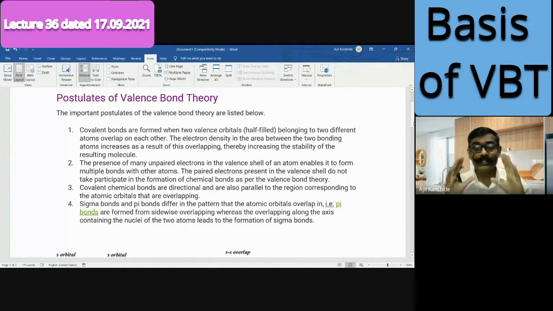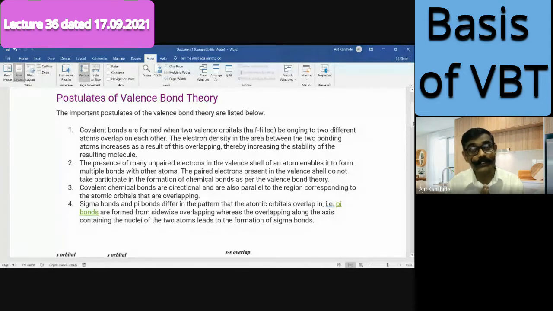When many unpaired electrons are there in the valence shell of an atom, that atom is able to form many bonds. Multiple bonds will be there if many unpaired electrons are available. For example, in hydrogen, one hydrogen has one unpaired electron in 1s1, and the other hydrogen has another unpaired electron. Those electrons will overlap and can form only one bond.